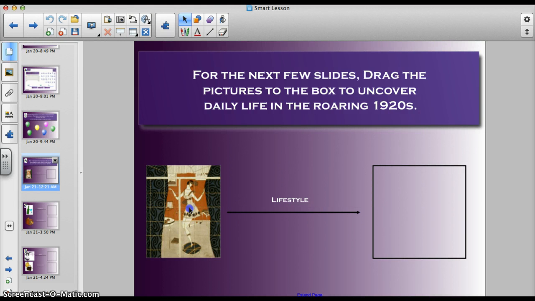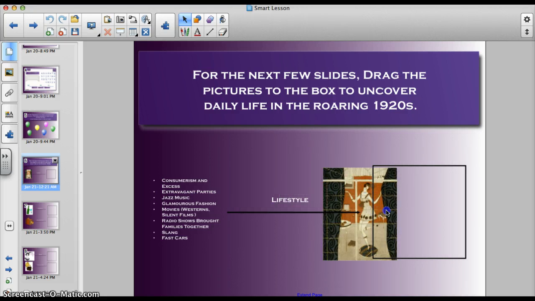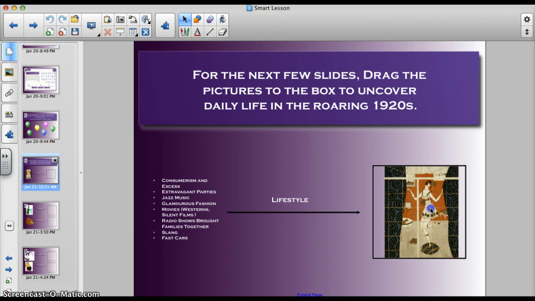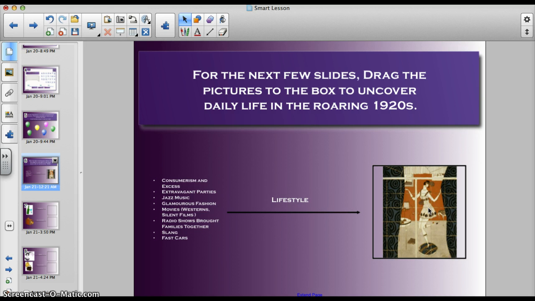So here you just drag the picture over. I didn't lock the iron space, but everything else. So this activity works, and you can see here were different trends in the 1920s really specific to the lifestyle. Consumers in excess. You can see that a lot in The Great Gatsby too. Extravagant parties, jazz music, glamorous fashion, movies such as westerns and silent films were growing in popularity. Radio shows brought families together. Slang was becoming a very popular form of language, and fast cars.